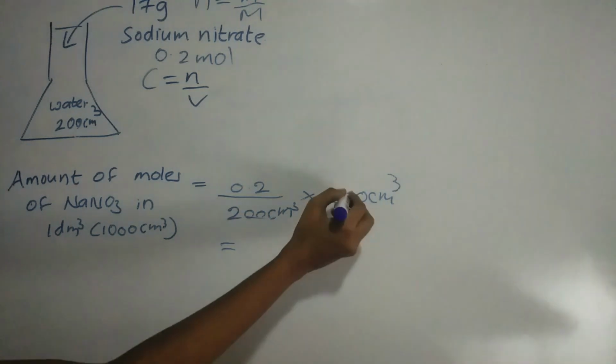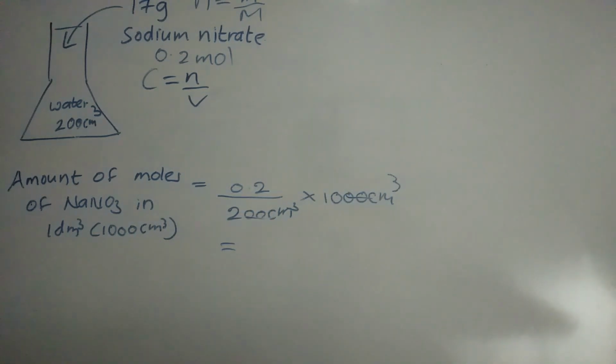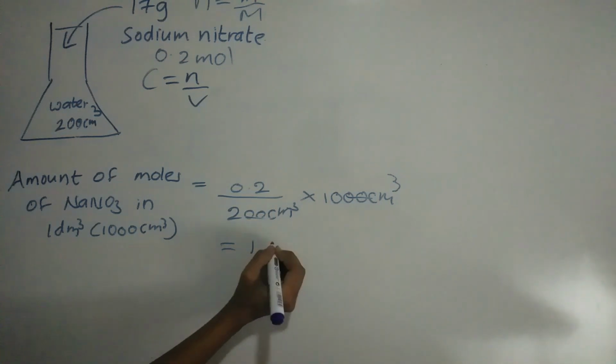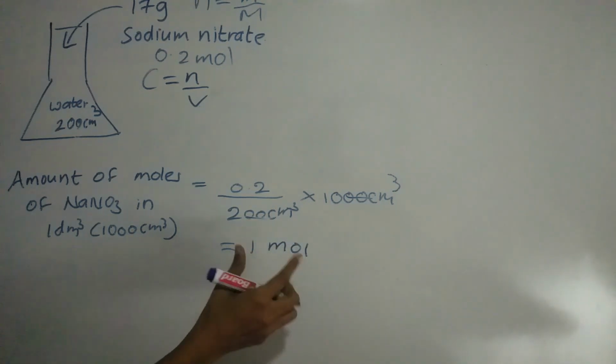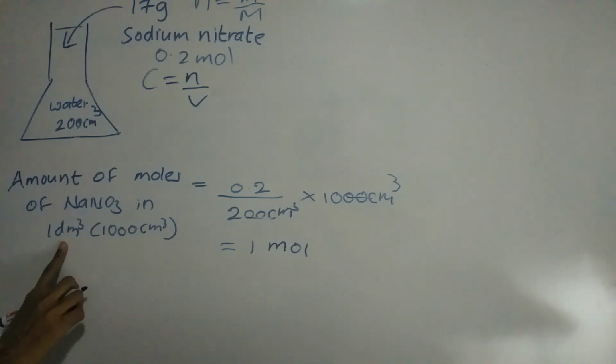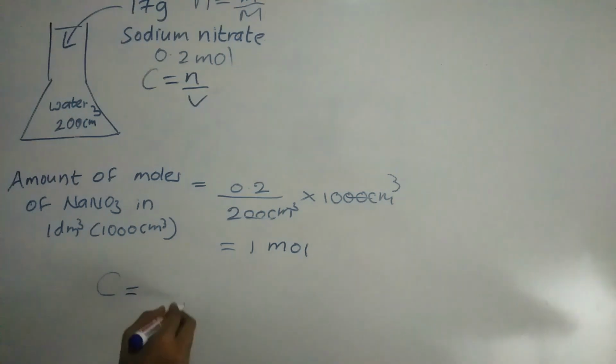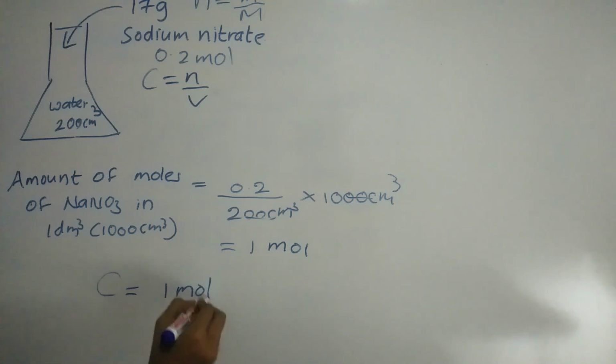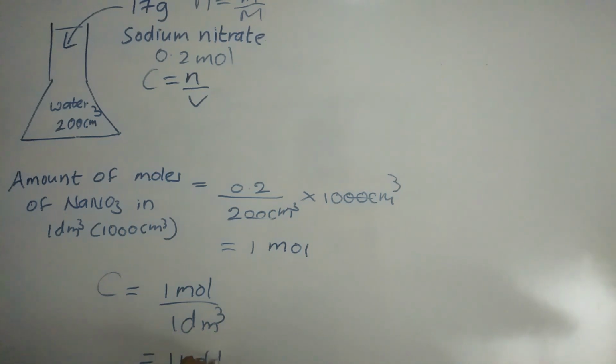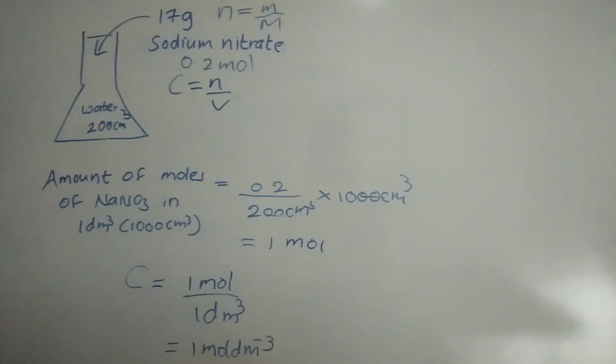When you cancel it off, you get the answer as 1 mole. That means 1 mole in 1 decimeter cube. So the concentration is 1 mole over 1 decimeter cube. Answer is 1 mole per decimeter cube.